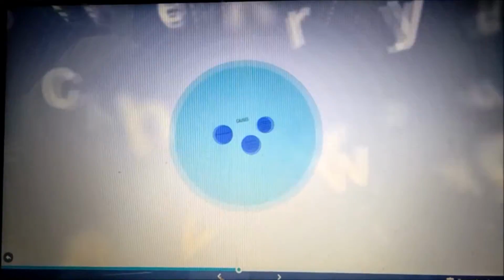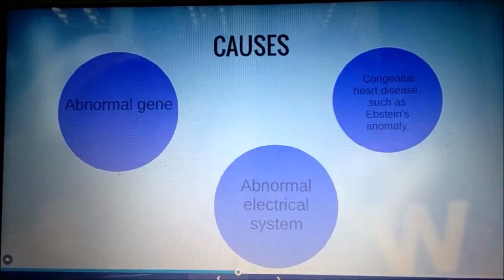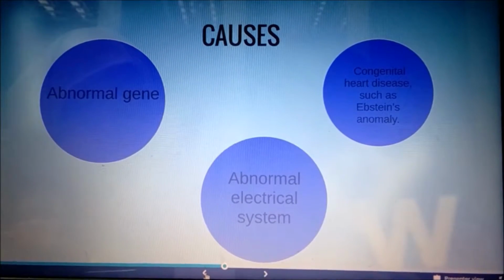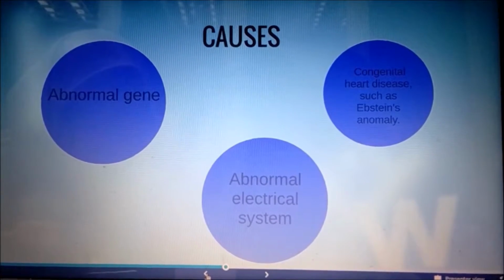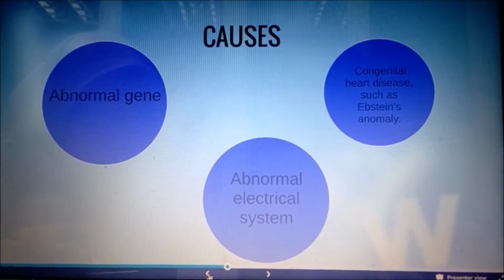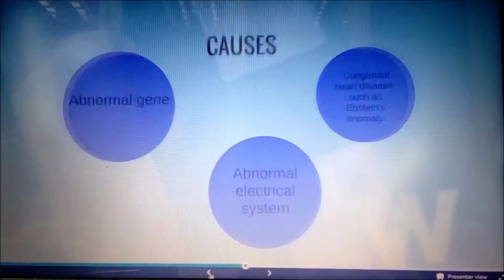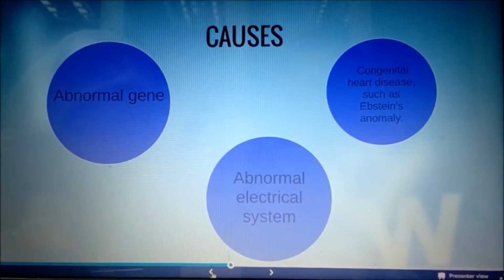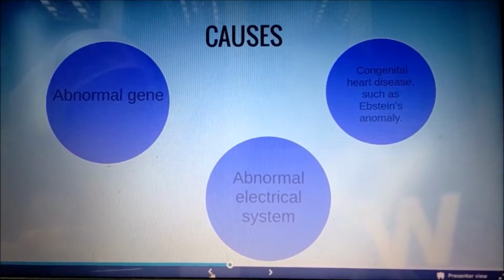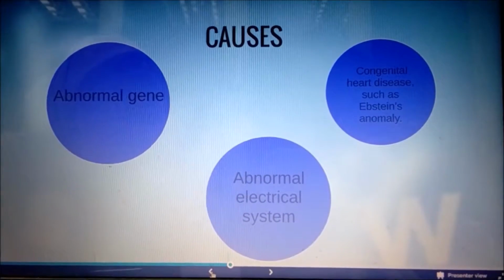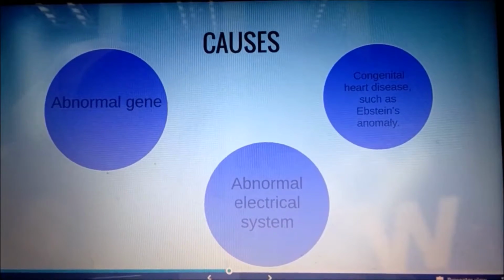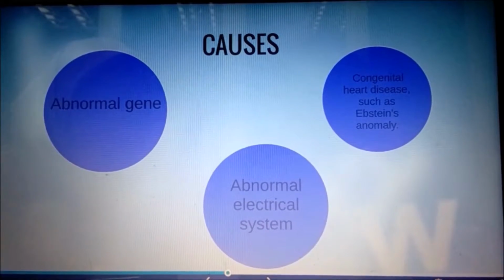Okay. Then the causes. First, the abnormal gene. The second is the abnormal electrical system. An abnormal electrical system is an extra electrical pathway that connects the atria and ventricles, allowing the electrical impulse to bypass the AV node. And then when the electrical impulse uses this pathway through the heart, the ventricles are activated too early. And then the last cause is a congenital heart disease such as Epstein's anomaly.